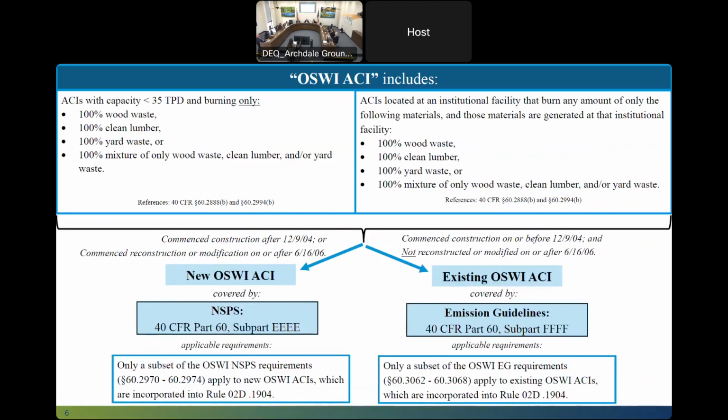So this is a chart that breaks down the different types of ACIs that are included under the term OSWI ACI, and has the different definitions we mentioned before. Also, new OSWI ACIs, as you can see, are subject to 40 CFR Part 60 subpart EEEE, and existing OSWI ACIs are subject to 40 CFR Part 60 subpart FFFF. And something else to know, the NSPS and EG requirements are nearly identical, so they're incorporated into this rule together.